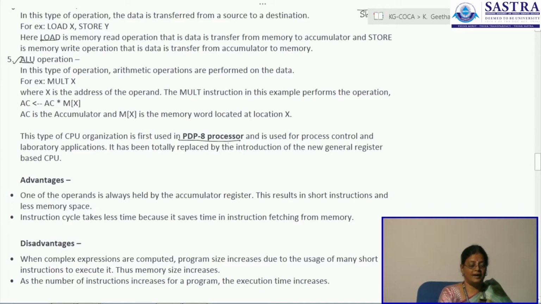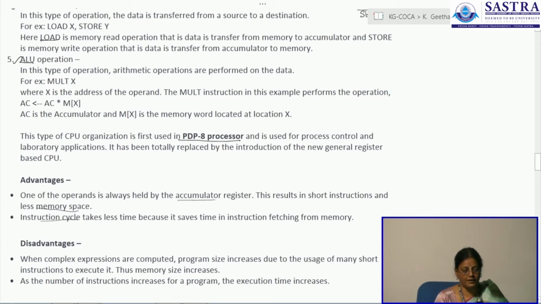And coming to the advantage and disadvantage, one of the operands is always held in the accumulator, and hence this results in short instructions that will consume only less memory space, because we are going to refer to the memory for only one operand. Already one operand is moved into accumulator, so obviously it will consume less memory space as far as the instruction is concerned, because we are referring only to one address in the memory. And the instruction cycle time, if you take, will also be minimal, because it is going to fetch only one operand from the memory.